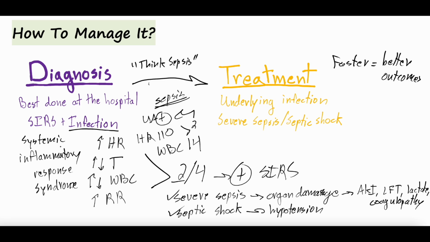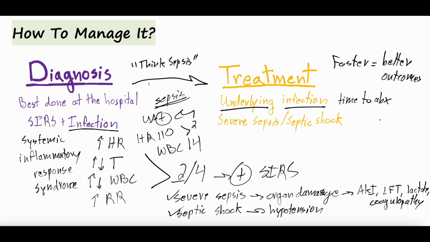You have to cast a wide net, high index of suspicion, and really make sure you're thinking about this in patients who are presenting with some of these nonspecific complaints. Treatment for this is really treating the underlying infection. This is critically important. Time to antibiotics if it's a bacterial infection, which it most often is, right?